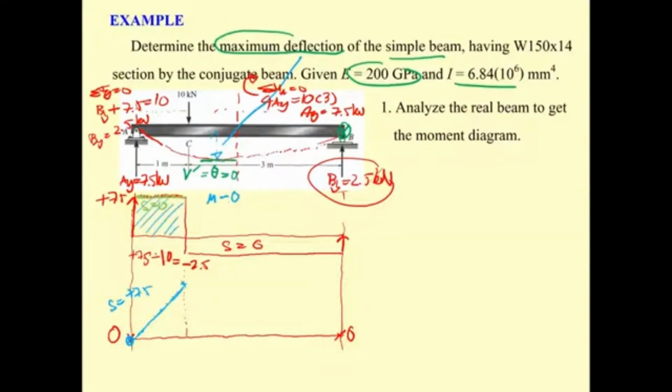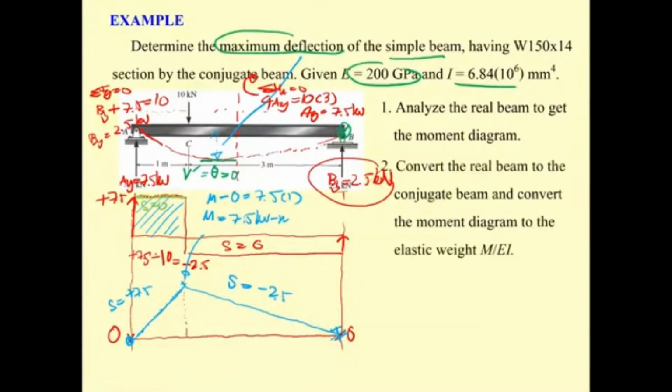This is going to be equal to 7.5 times 1. So the M is going to be 7.5 kilonewton meter for this. And then the shear is minus 2. When the shear is minus 2, the slope is going to be minus 2. And you know that's 2.5, sorry, 2.5. And you also know that this is going to have 0 moment. So the moment diagram of this is going to be something like this. Okay, that's what we have.